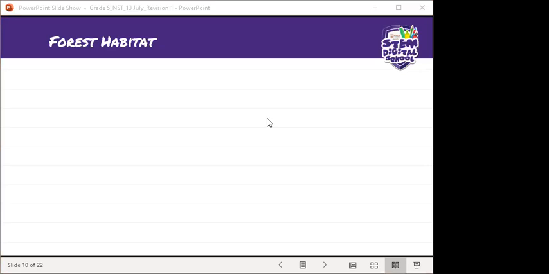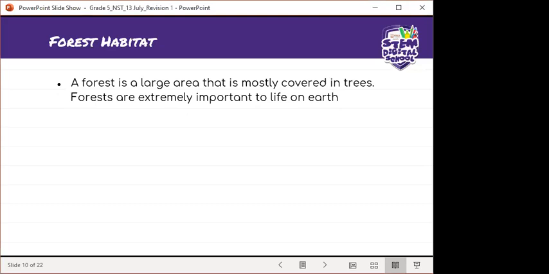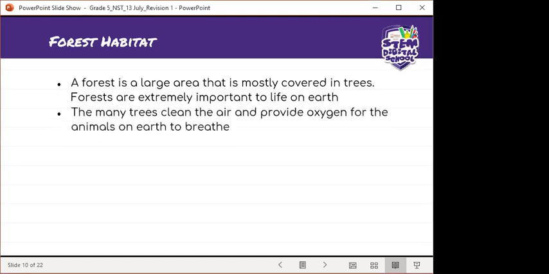All right, so let's see. A forest is a large area that is mostly covered in trees. Forests are extremely important to life on Earth. And the many trees clean the air and provide oxygen for animals on Earth to breathe. So this is what I mentioned about trees having the ability to photosynthesize. I see someone said I should go slower. I don't know, do you want me to go back to a slide? But no problem, I will go a bit slower, ne? So the many trees clean the air and provide oxygen for the animals on Earth to breathe.